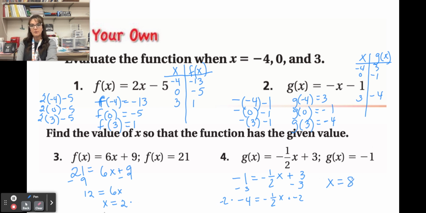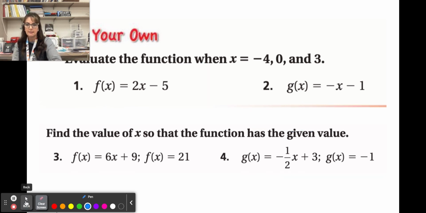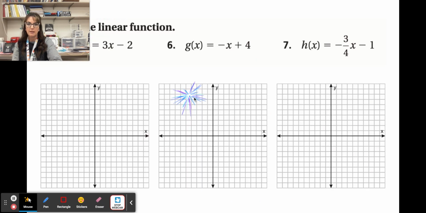Okay, make sure that you have that written down before I clear, because we're going to get ready to do some graphs. This is a little bit of a longer lesson. Let's go ahead and do some graphs.